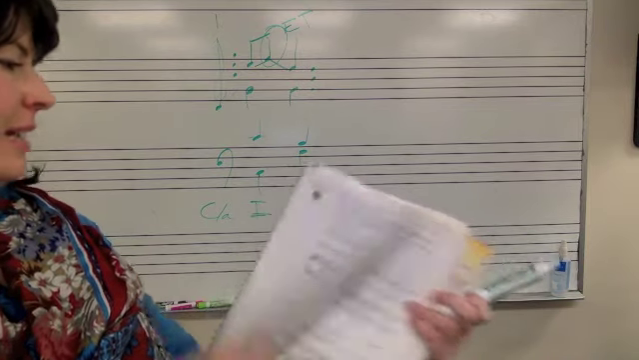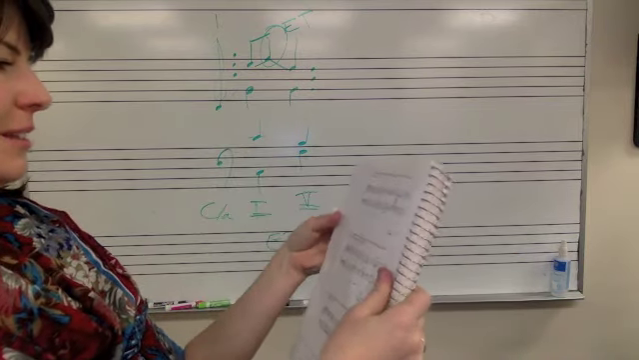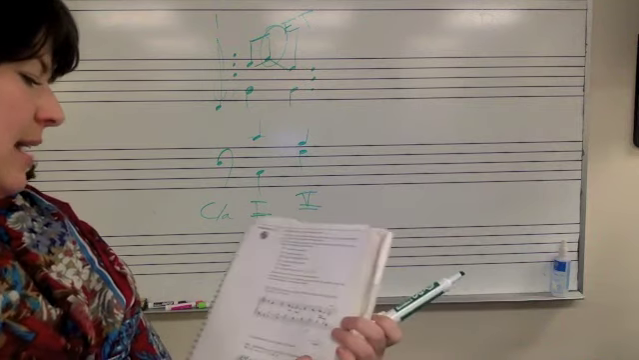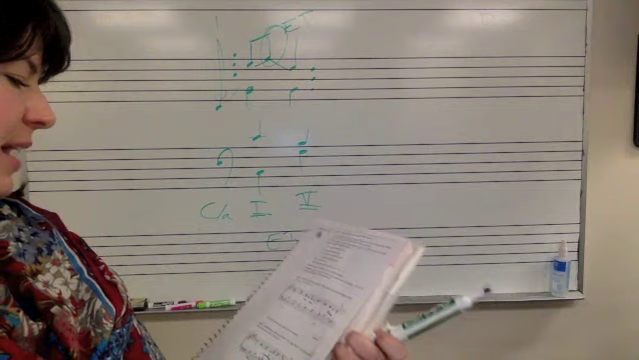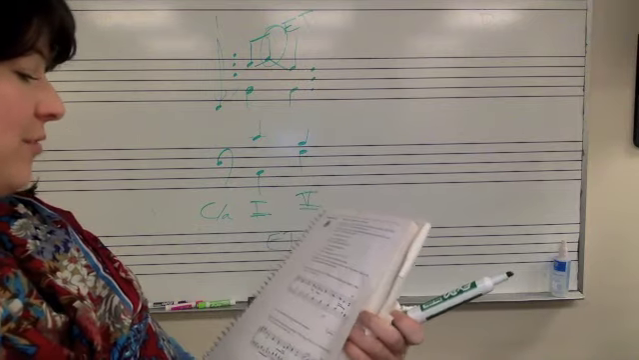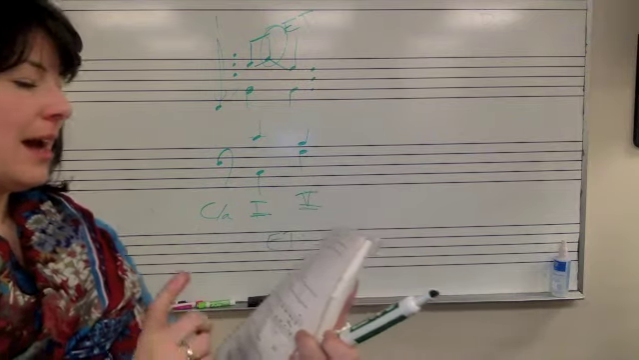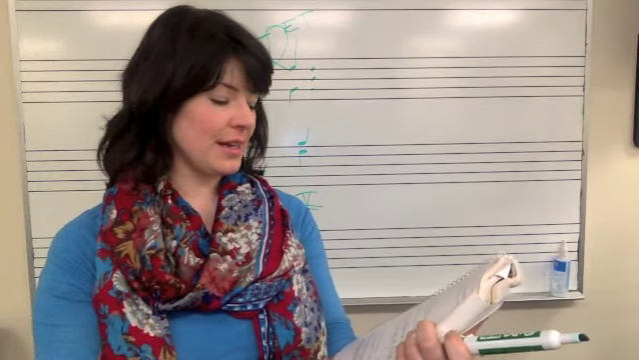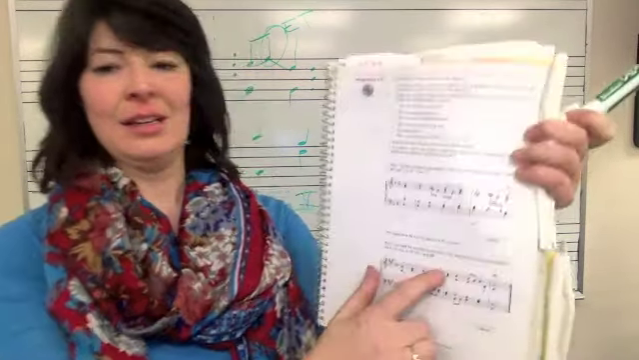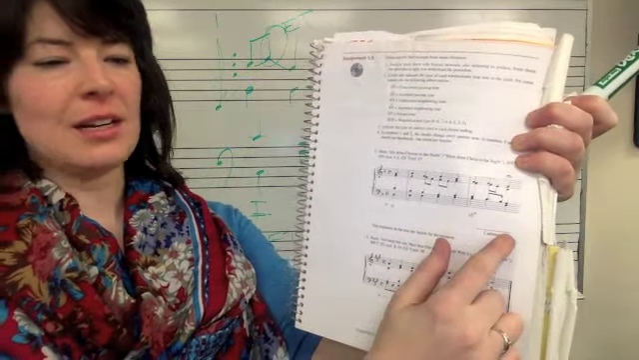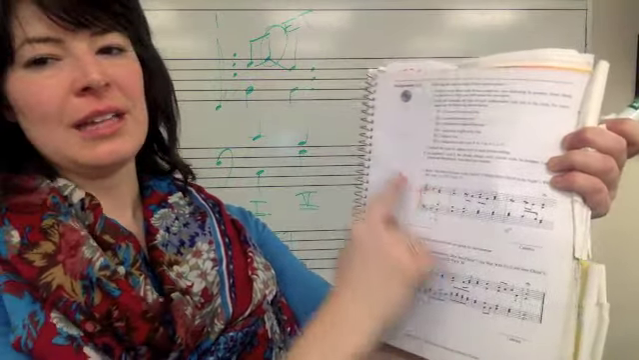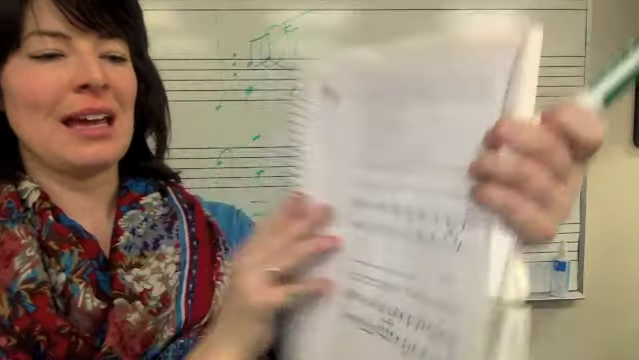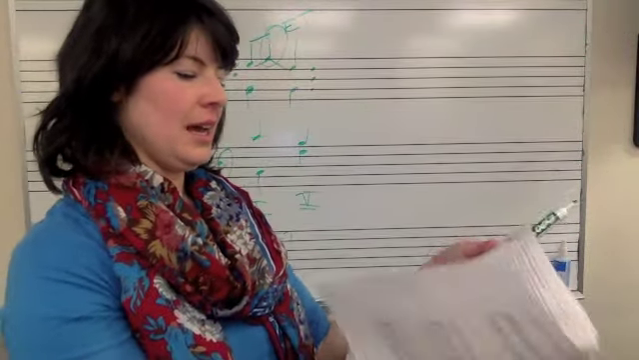And let's see. 5.4 is basically more of the same. So I don't think I'm going to make you do it. 5.5. So 5.5 I'm going to make you do. This is, you're going to combine all three of these. All right, so you're going to have to label the cadence up here. So you've got cadence here. And then you're also going to have to label the non-chord tones. So you're going to have to analyze it and label non-chord tones.